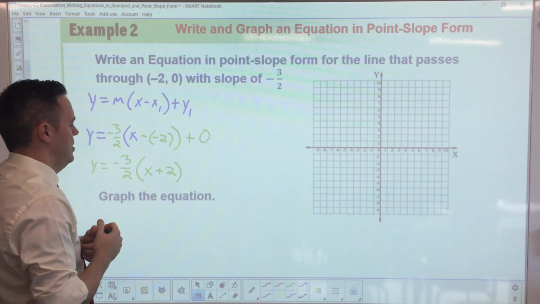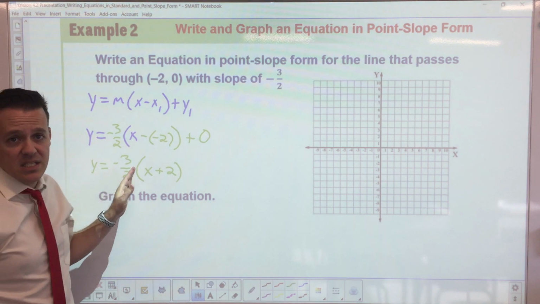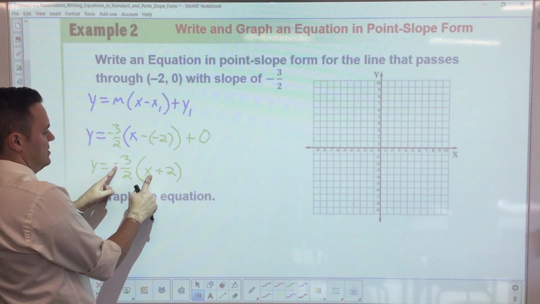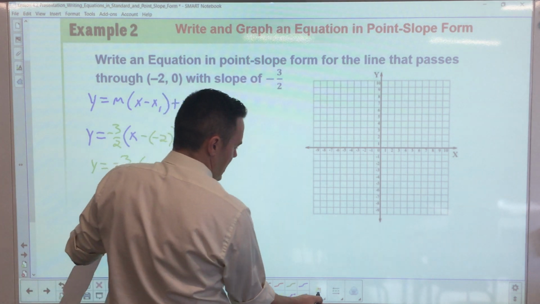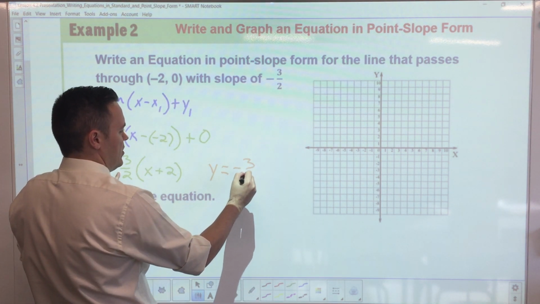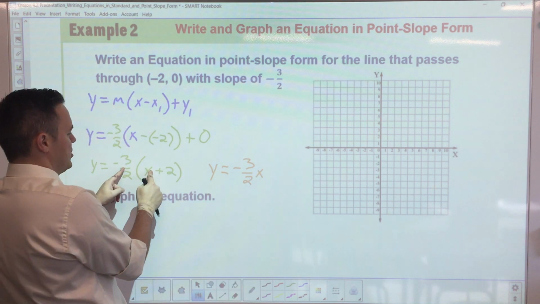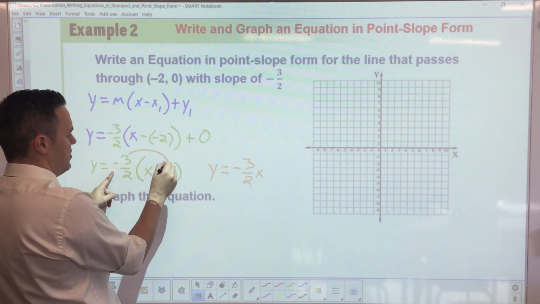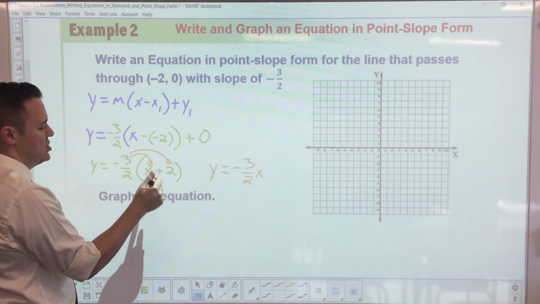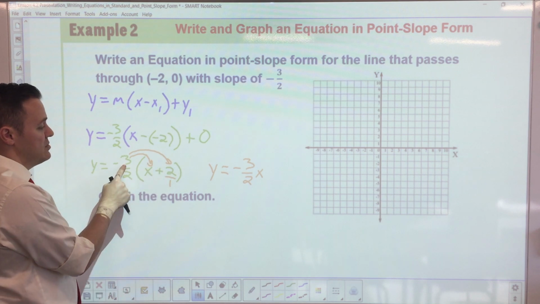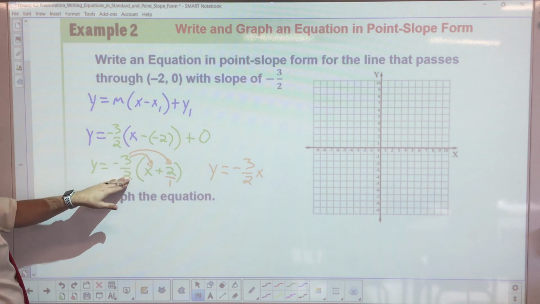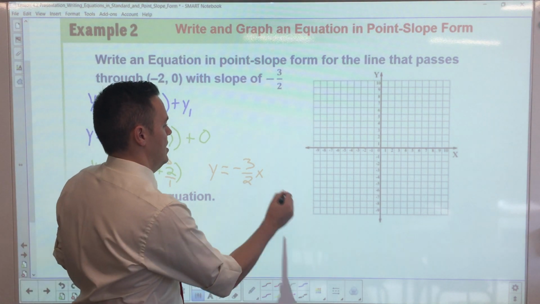Okay? Now, ladies and gentlemen, you have to distribute. So just distribute this negative. So negative times this 3x is going to be y equals negative 3 over 2x, right? Because you're multiplying that by that. And then this needs to be multiplied into there as well. So what would be 3 times 2? Because remember, this is over 1. So 3 times 2 is 6. 6 divided by 2 is 3.